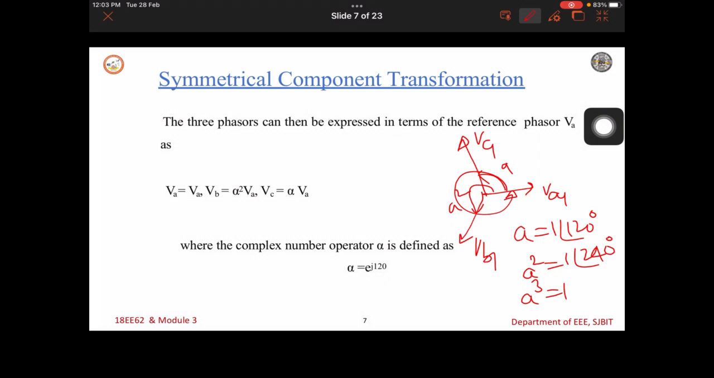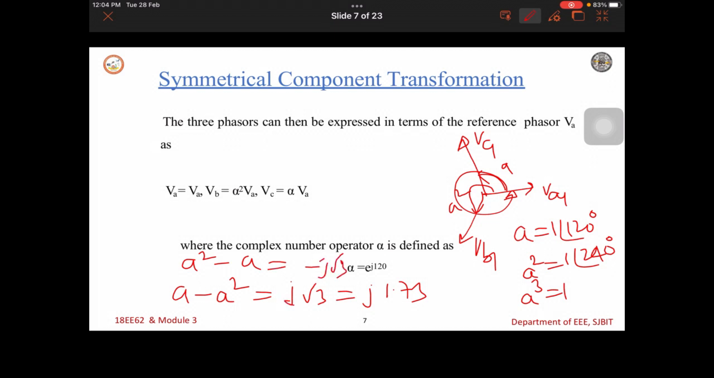So this is how we can consider A square and A cube. You can do the operation A minus A square, that is j root 3, that is j 1.73. Next A square minus A, that is minus j root 3. Next 1 plus A plus A square, you will get 0. These are the different calculations we can do with operator A.